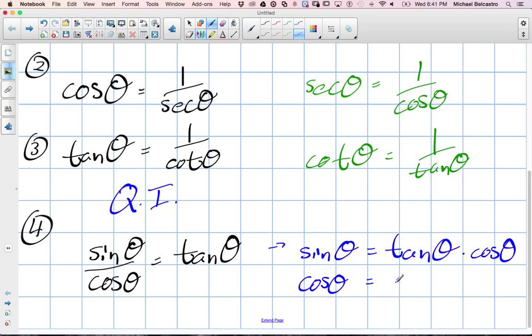Cos theta is equal to... I'll give you some arrows to help. Say I have cos over here. I want to get it by itself, so I have to move tangent. What do I have to do? It's sine over tan. Yes, it is. Because there's that 1 under tan theta. Yeah, sine theta over tan theta.